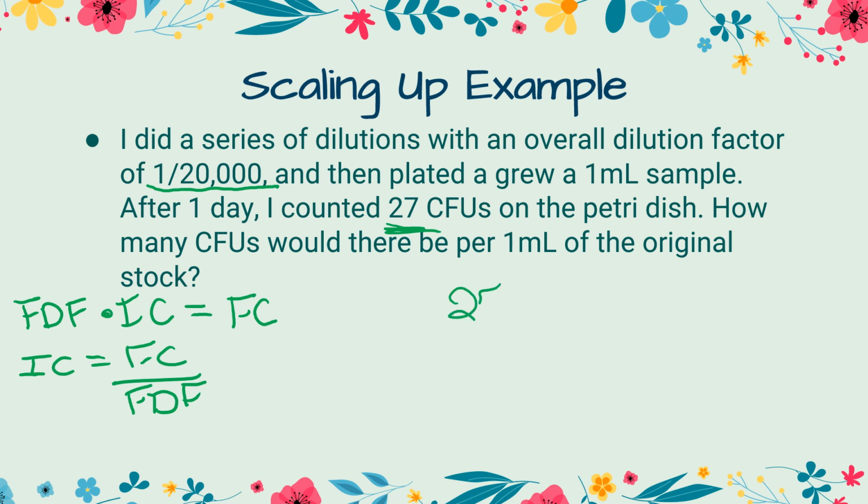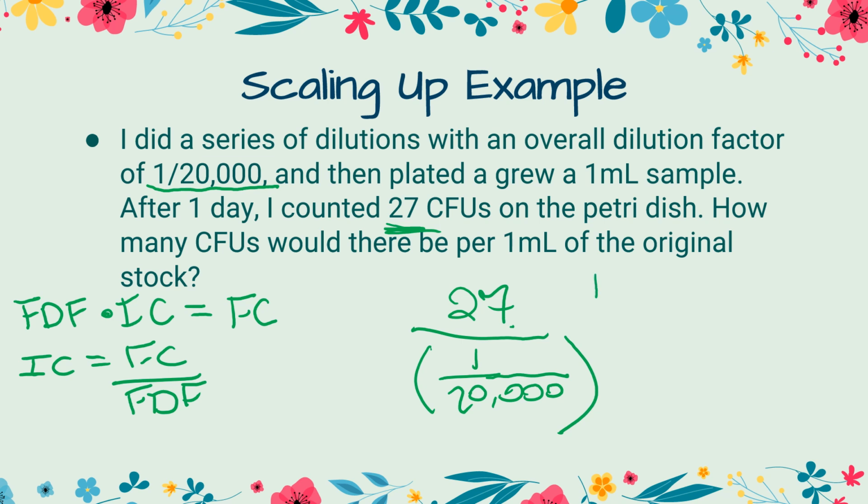So it will be 27. Oop, that is a 5. That didn't erase. 27 divided by 1 over 20,000. When we plug that into a calculator, we will get a final, or initial, concentration of 540,000 colony forming units.